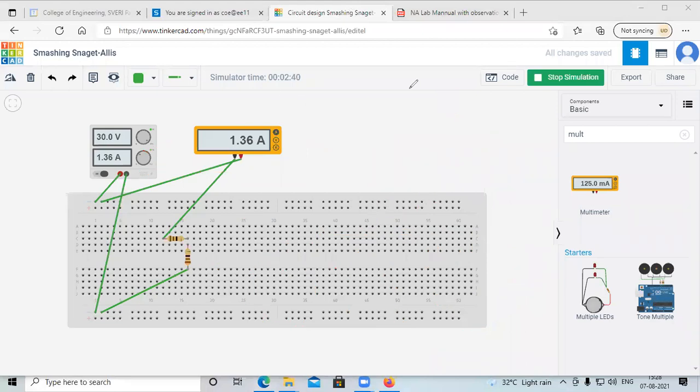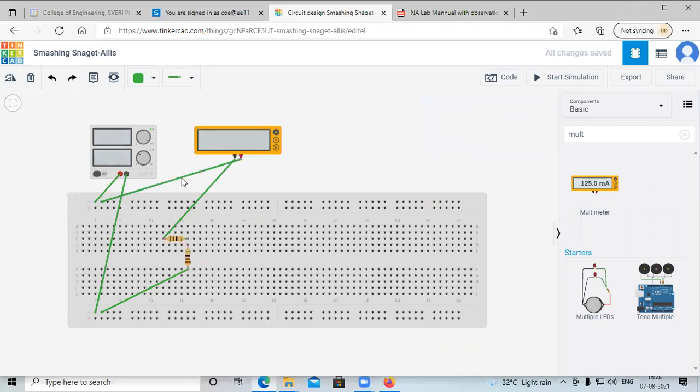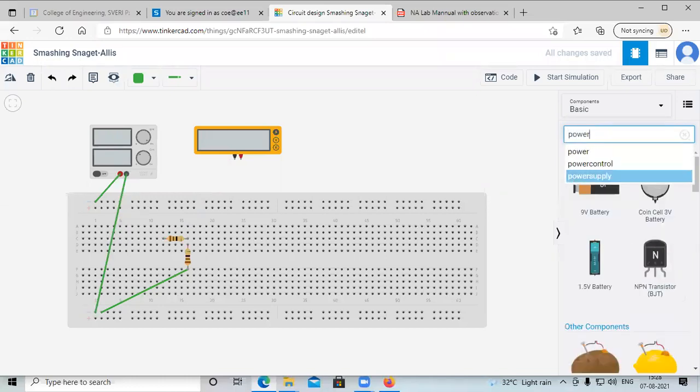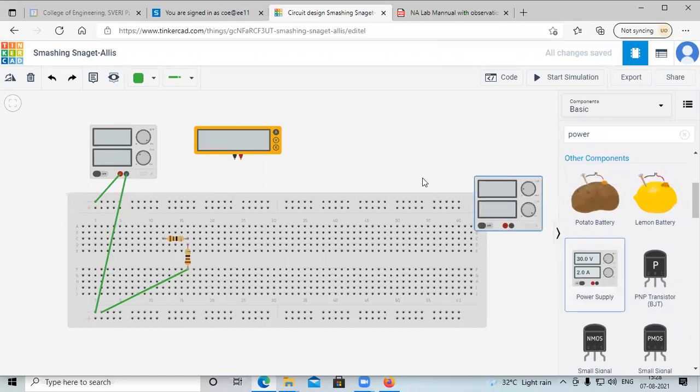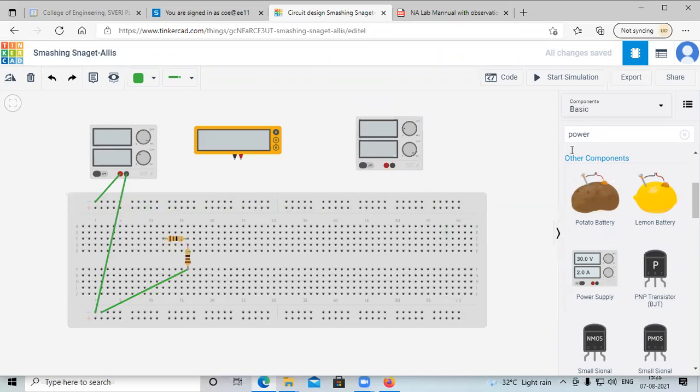First of all we will connect the given circuit. I will remove all this connection. I require one power supply, and another power supply because V2 is there. Then there are 3 resistances, so I require another resistor.